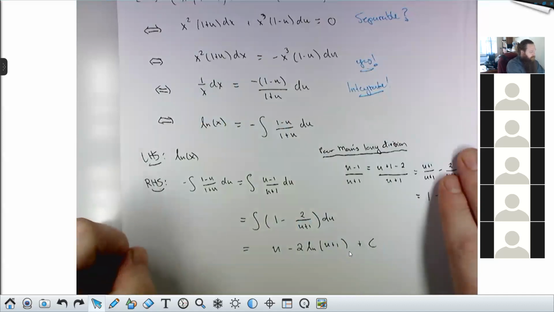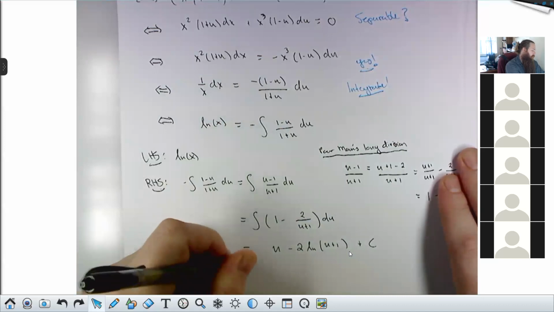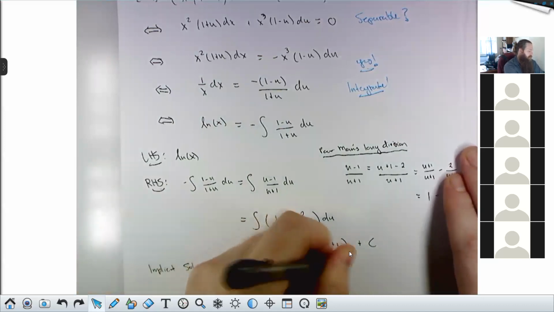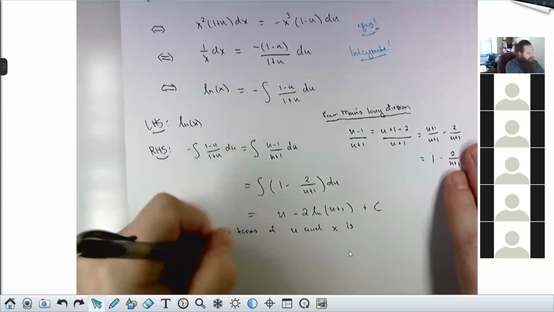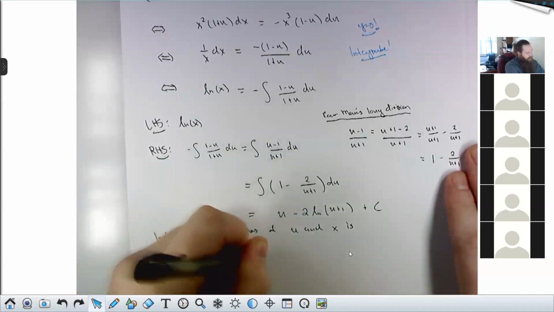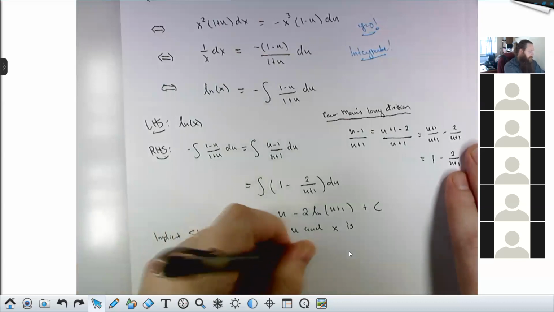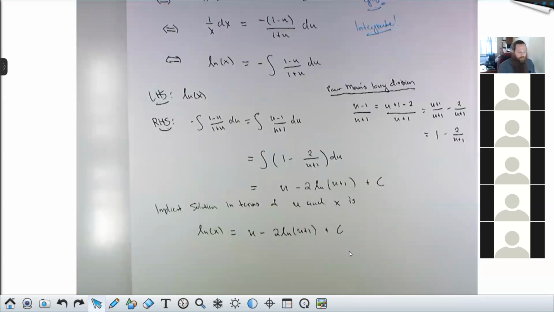So the implicit solution in terms of u and x is the natural log of x is equal to u minus 2 natural log of u plus 1 plus c. And then the last thing you would have to do is go back through your substitution. That was the thing Cody recommended earlier. Now we're ready to do that.